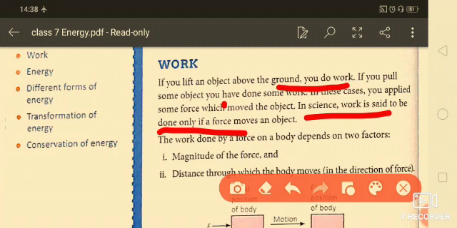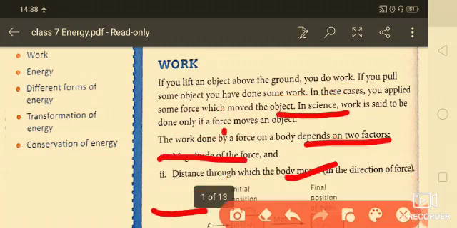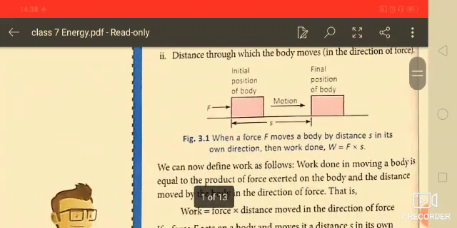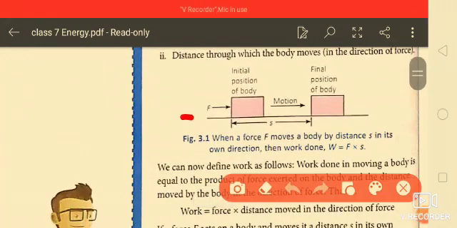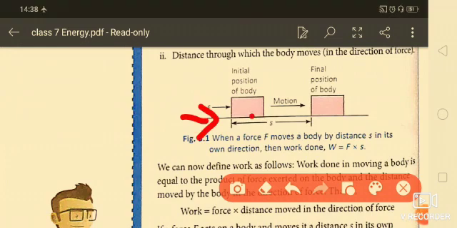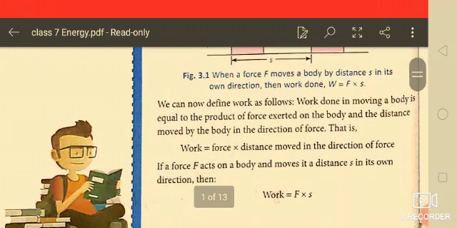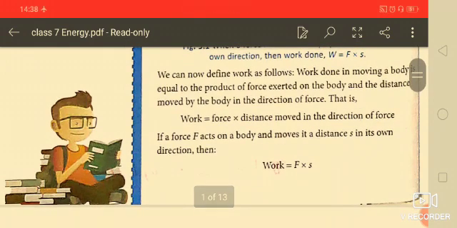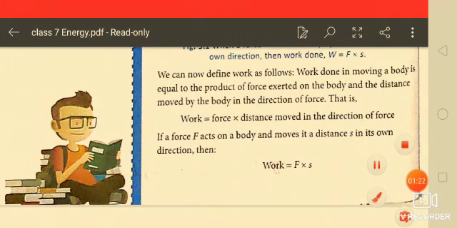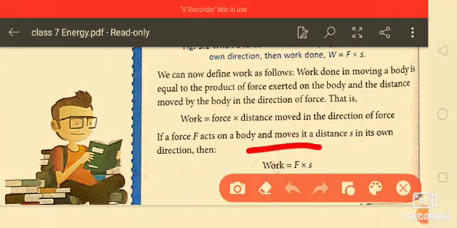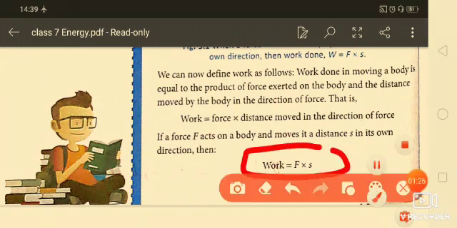Now, the work done by a force on a body depends on two factors. First one is the magnitude of the force, and second one is the distance through which the body moves. Here you are seeing that a force is applied on this object and finally it moves. Now we can define work as follows. The work done on a body is equivalent to the product of the force applied on it and the displacement.